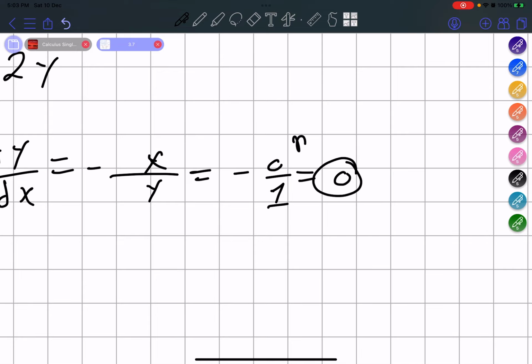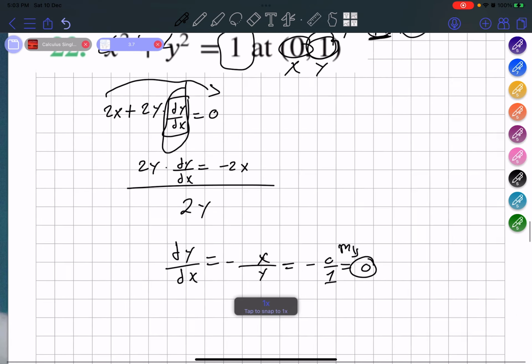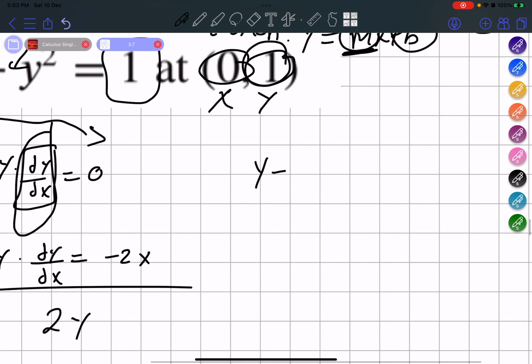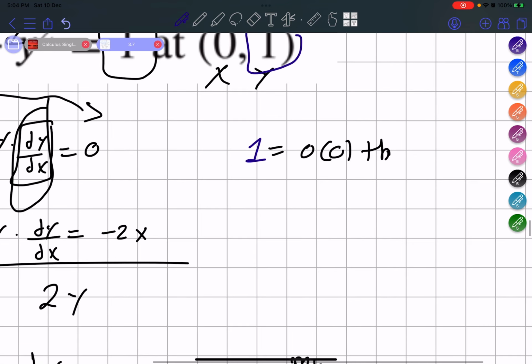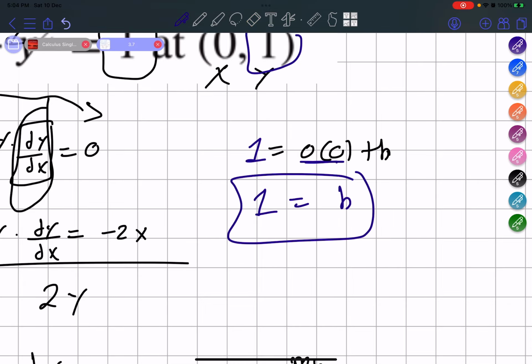So m is equal to 0, okay? And if we write the equation now, we write y equals m, which we said is 0, times x, which is again 0, plus b. So it becomes y, and y is 1. As we said, it's here. Let's just delete it and write 1 here. So what we'll get is 1 equals 0 times 0, which is 0, plus b, or just b by itself, which means that b is equal to 1.